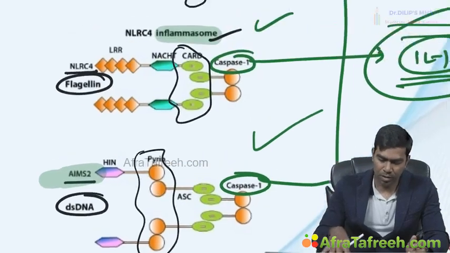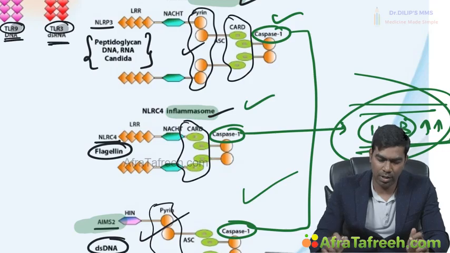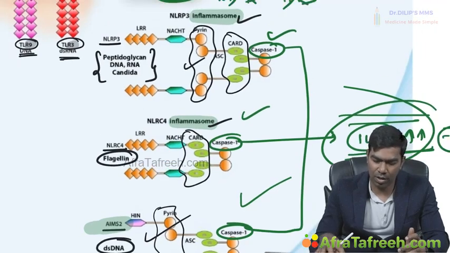You can see why, because pyrin gene mutations are associated with the important disease called familial Mediterranean fever, which is a type of autoinflammatory syndrome. That is why these pyrin domains are again important. Again, two important adapter proteins are pyrin and CARD. Especially the pyrin one is a very important adapter protein as well. And finally, the end result, which you have discussed already.